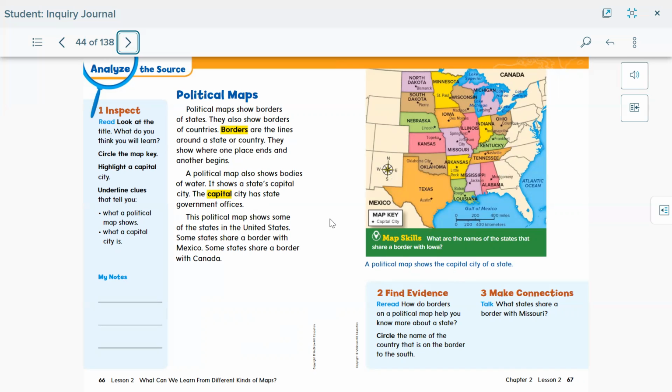All right, if we look here, we look for different states. We look for borders between states, and we can also see lakes and oceans. All right, let's go to the next page.